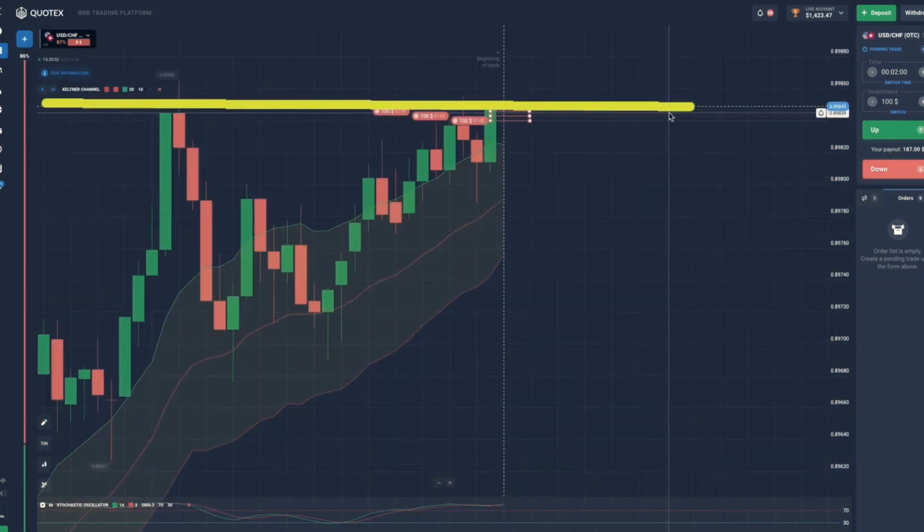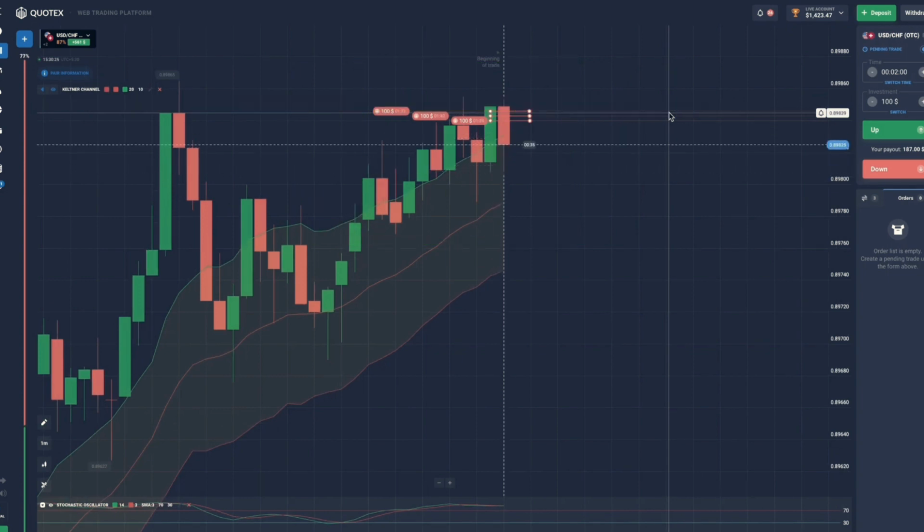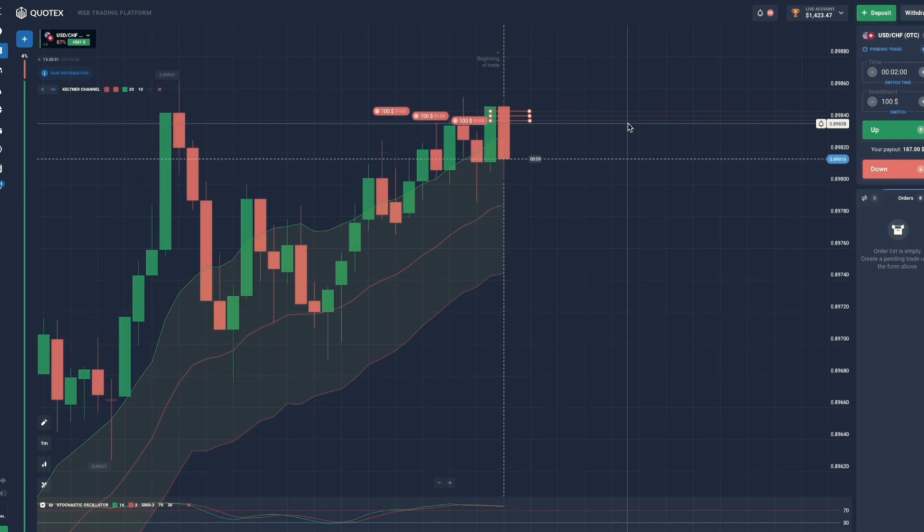There is a good resistance level here, and this time also the market seems to be moving lower than before. So we have taken a 2 minute trade on the right line. Let's see its results.